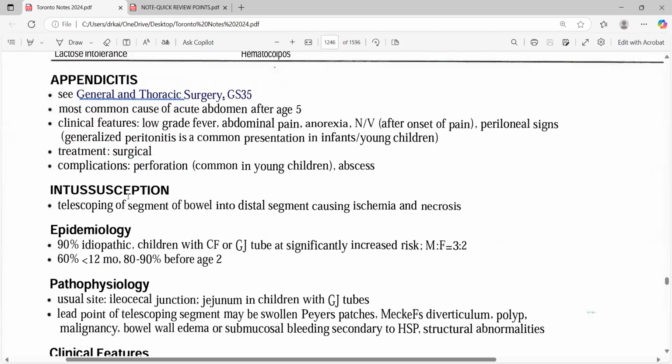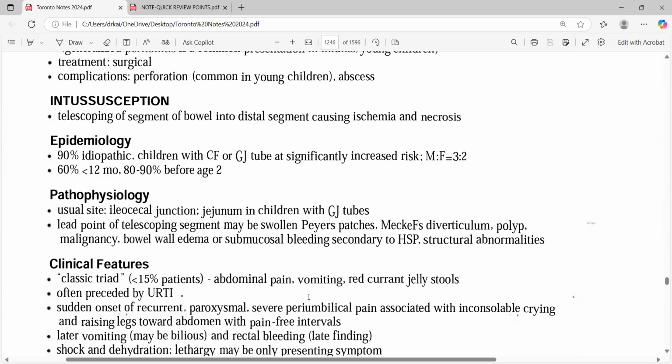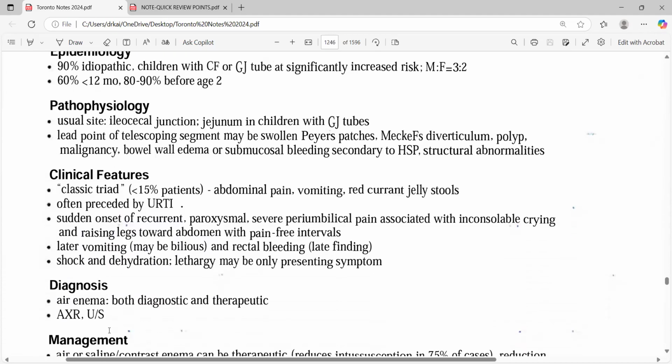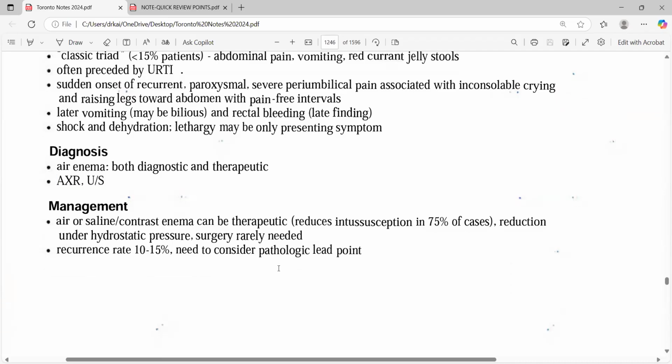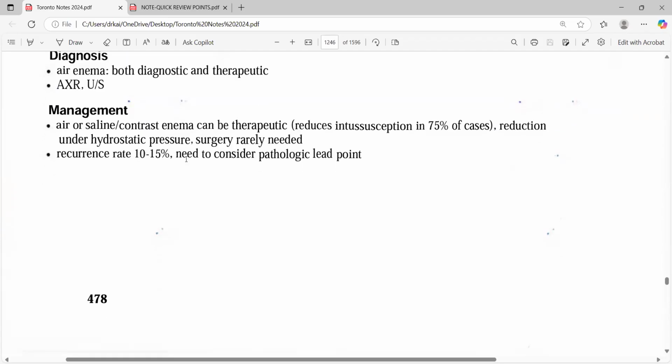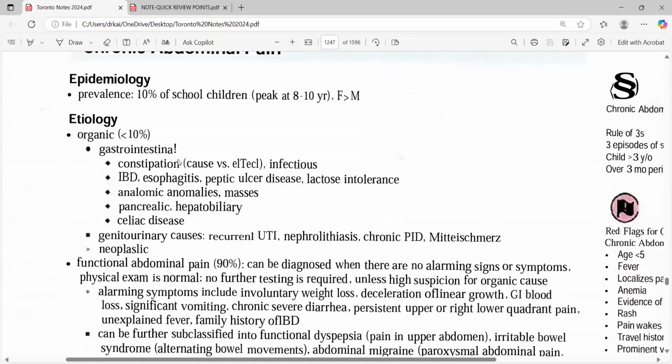Intussusception, just see how it looks. It's a telescoping, and mainly the classic triad is abdominal pain, currant jelly stool, and vomiting. So the diagnostic and therapeutic one is the air enema. Remember this word, highlight it and keep it in your mind. Air or saline contrast enema can be therapeutic, so reduction under hydrostatic pressure, but it has to be done very carefully so no perforation can happen.